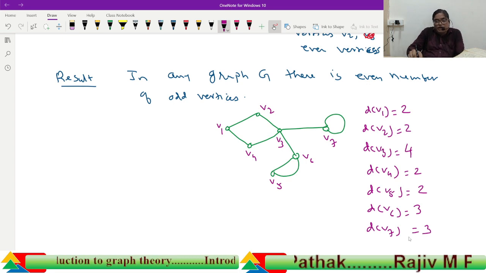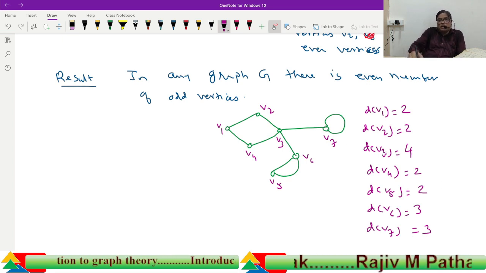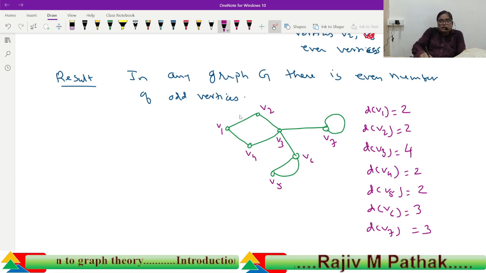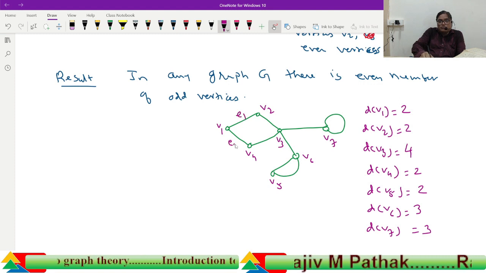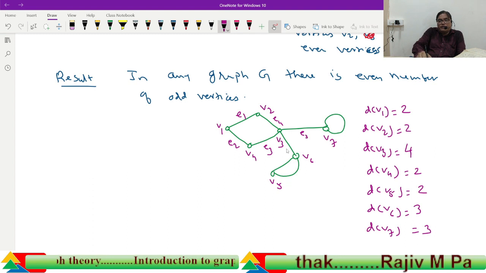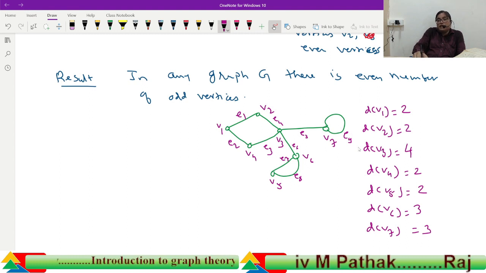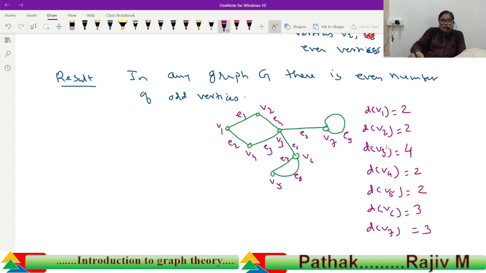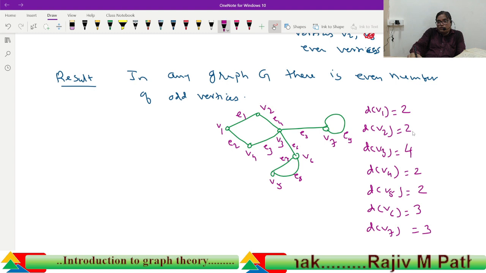Now let's verify whether your answer is correct or not. First let us count the edges. This is E1, suppose this is E2, E3, E4, E5, E6, E7, E8, E9. So what should the sum be? 2 into 9, that is 18. Let's check: 2 plus 2 is 4, 4 plus 4 is 8, 8 plus 4 is 12, 12 plus 3 is 15, plus 3 is 18. Yeah, correct. So we have determined the degrees of the vertices correctly.